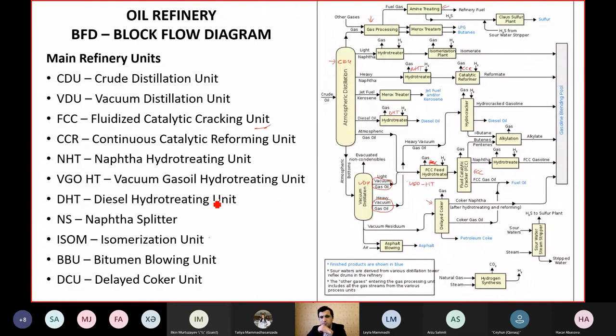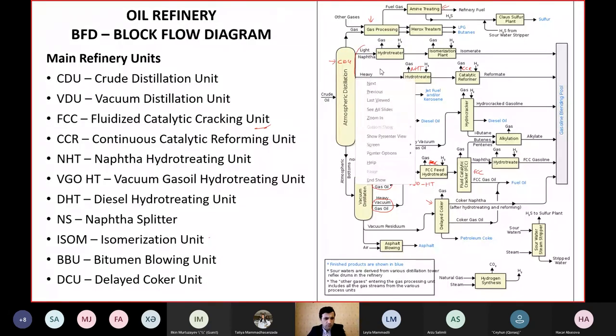And the naphtha splitter actually splits light naphtha and heavy naphtha.